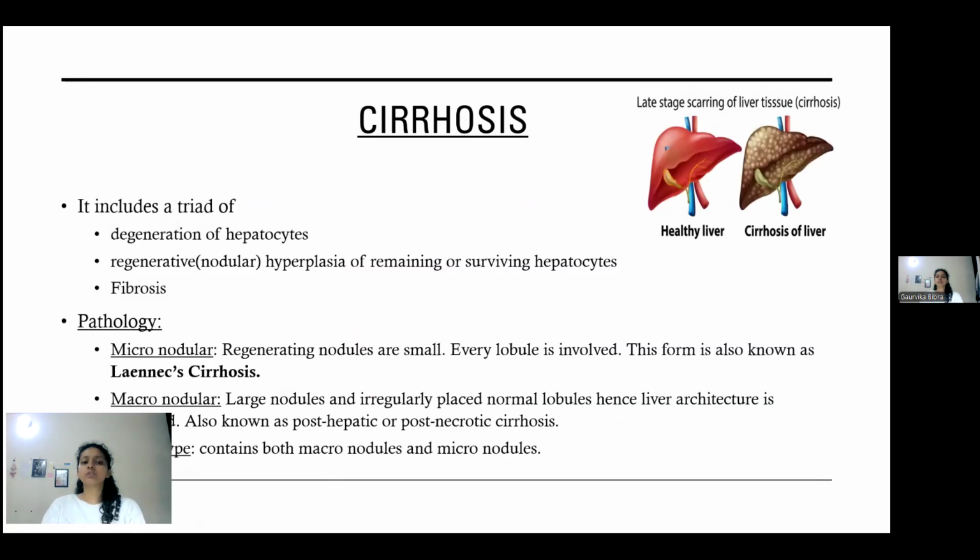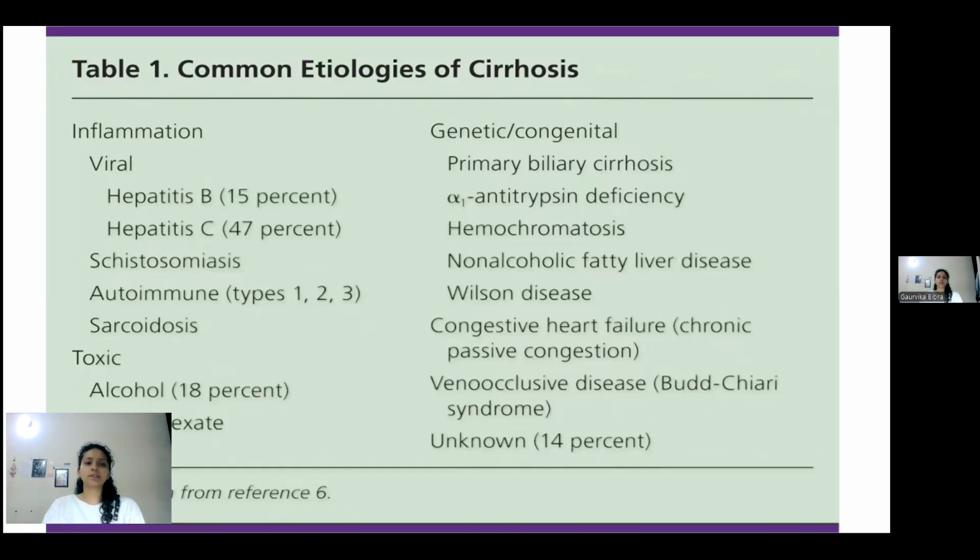Cirrhosis: it includes a triad of degeneration of hepatocytes, regeneration and hyperplasia of remaining or surviving hepatocytes, and fibrosis. Pathology is of three types: micronodular, macronodular, and mixed type. In micronodular, also known as Laennec cirrhosis, the regenerating nodules are small and every lobule is involved, whereas large nodules are seen in macronodular, with irregularly placed normal lobules, hence liver architecture is disturbed. It is also known as post-hepatic or post-necrotic cirrhosis. In mixed type, both types are seen.